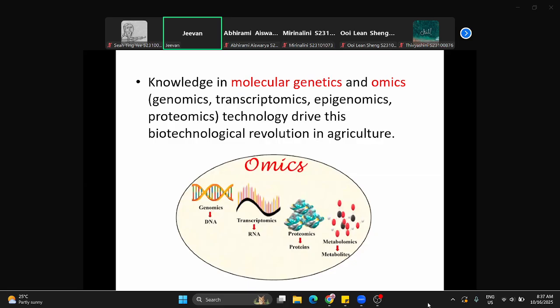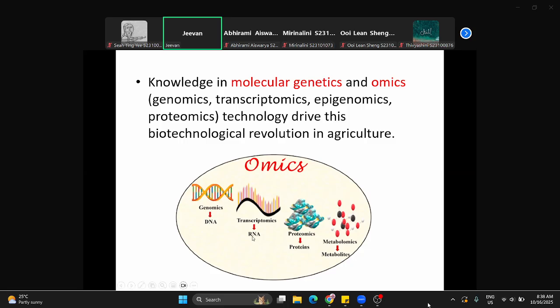So what helped us mostly in biotechnology, the technology part, one of it is our knowledge in molecular genetics and omics. So when we talk about omics, we mean the abbreviation. It stands for genomics, transcriptomics, epigenomics, and proteomics. So these are all parts of the molecular structure.